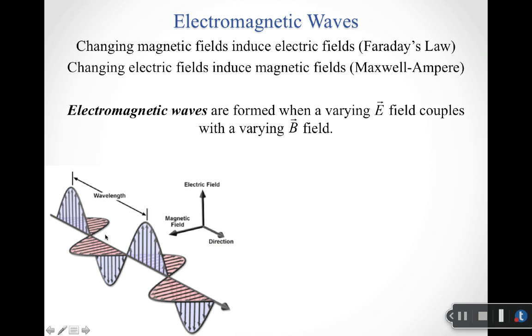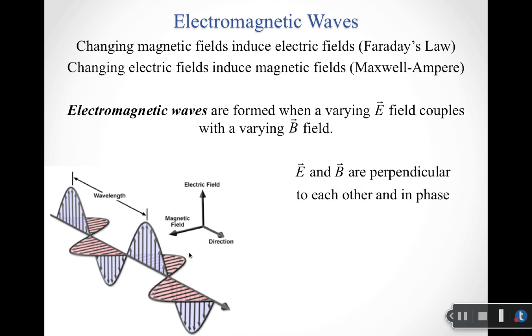So here's our picture representation of an electromagnetic wave. The electric field is the blue one, and it's oscillating. The magnetic field is the red one, and it's oscillating. And this gives us a wave that travels in a direction that is perpendicular to both of those fields. So if you couple these things together so that the electric field is changing with the magnetic field as it's changing, then you end up with what's known as an electromagnetic wave.